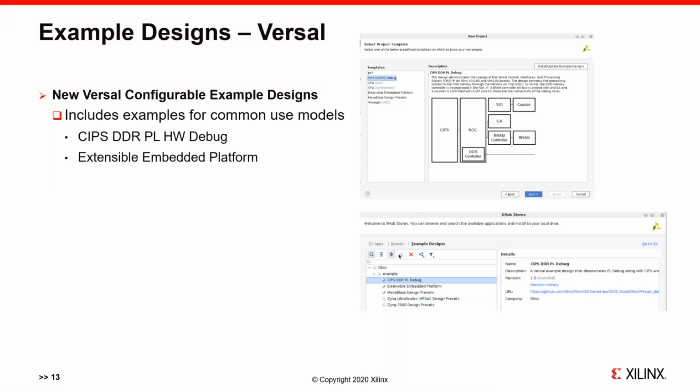2020.2 enables example designs available on GitHub, including some for Versal. In Vivado IDE, simply click on the tools and select Xhub Stores and select the Example Designs tab and select the design to download.